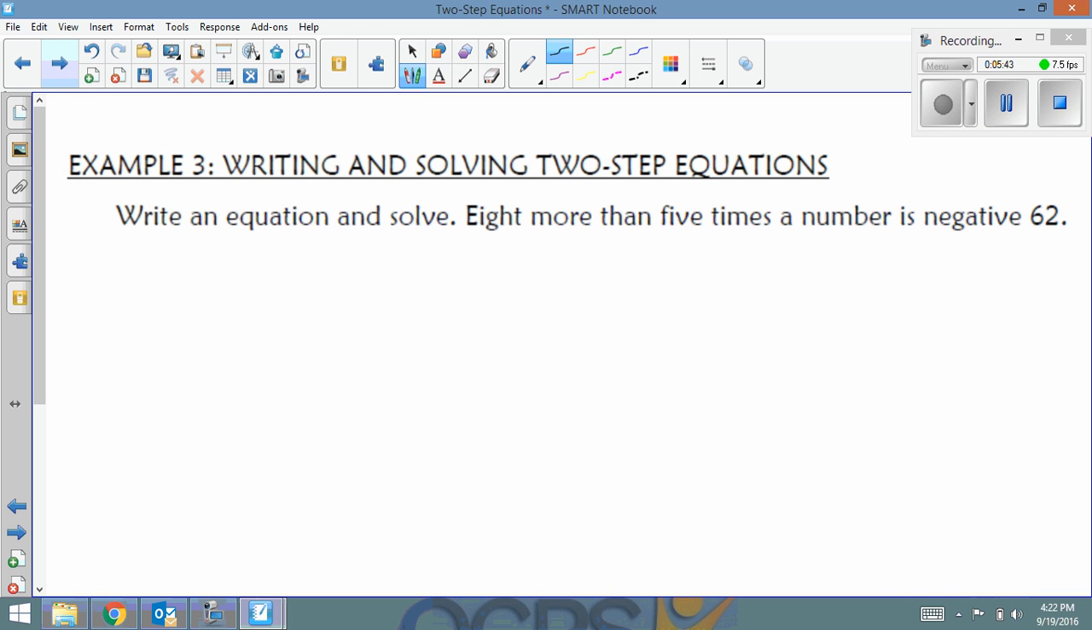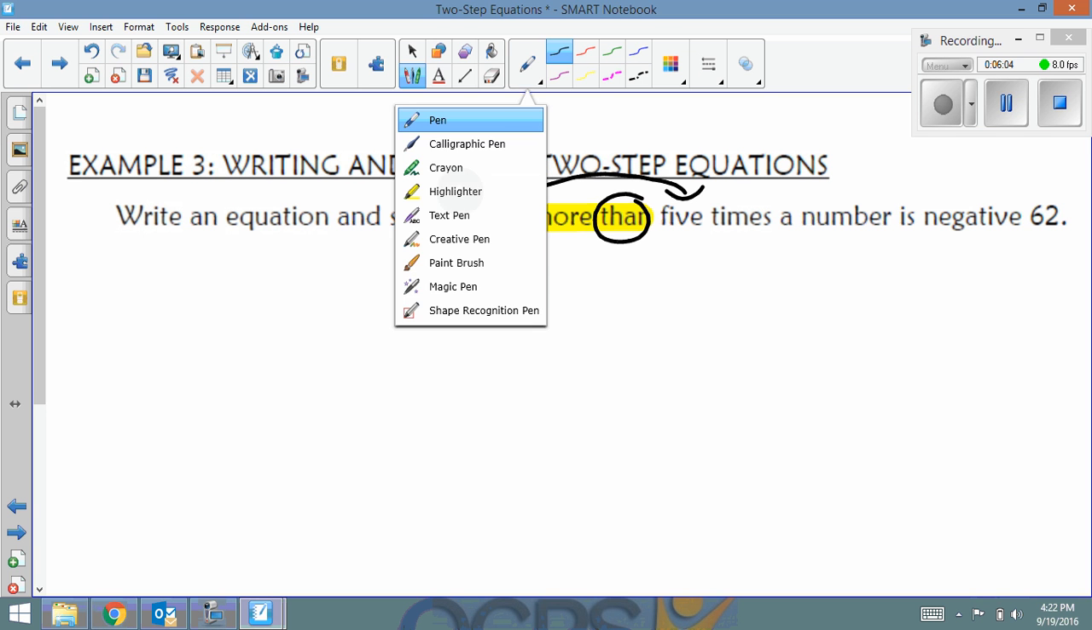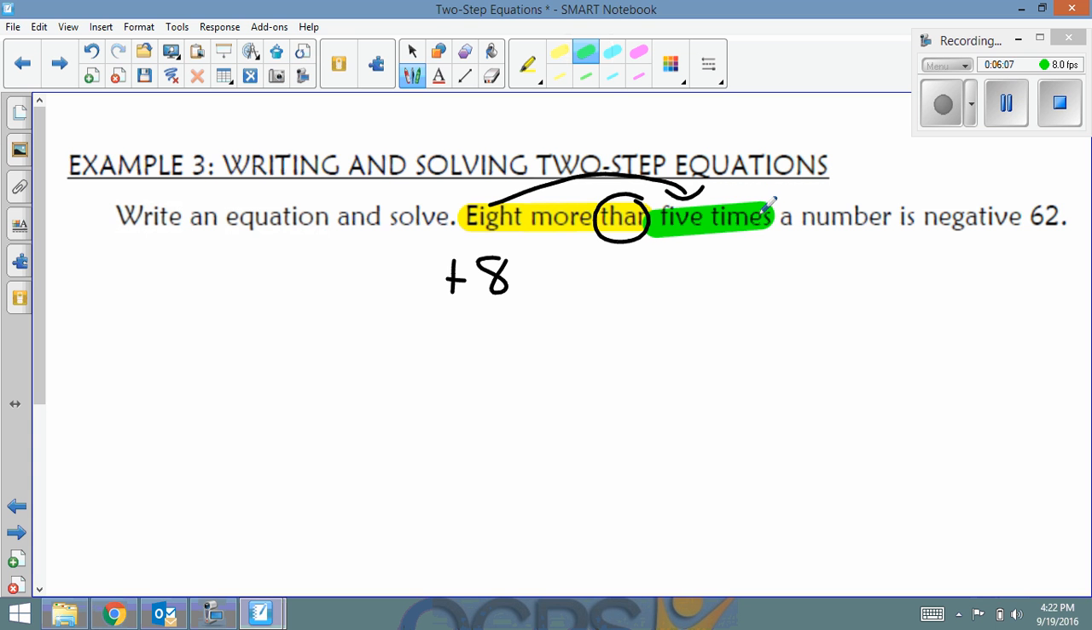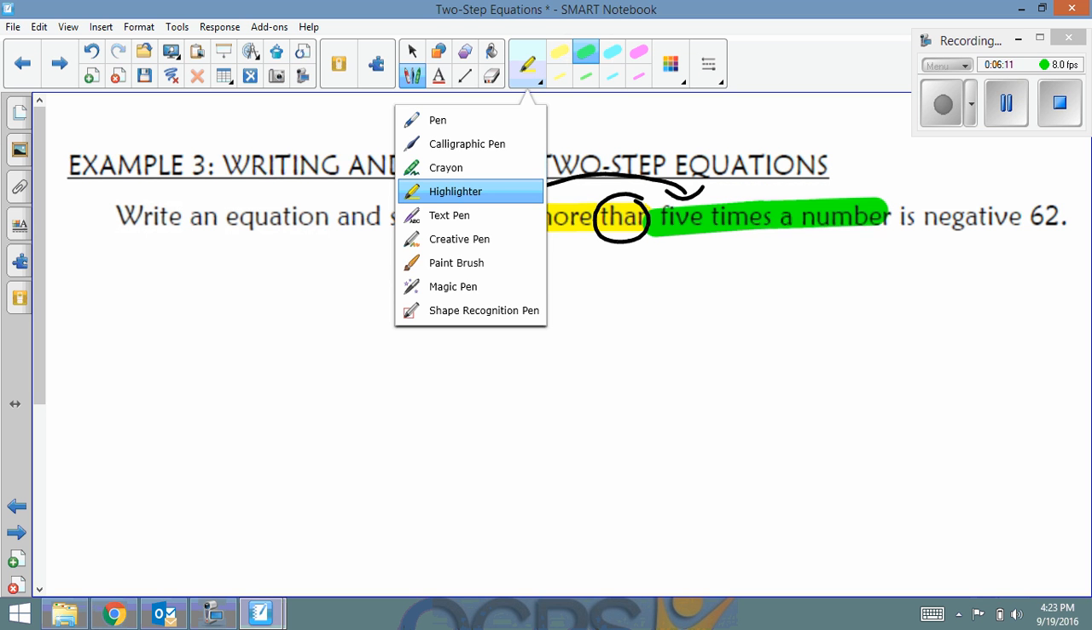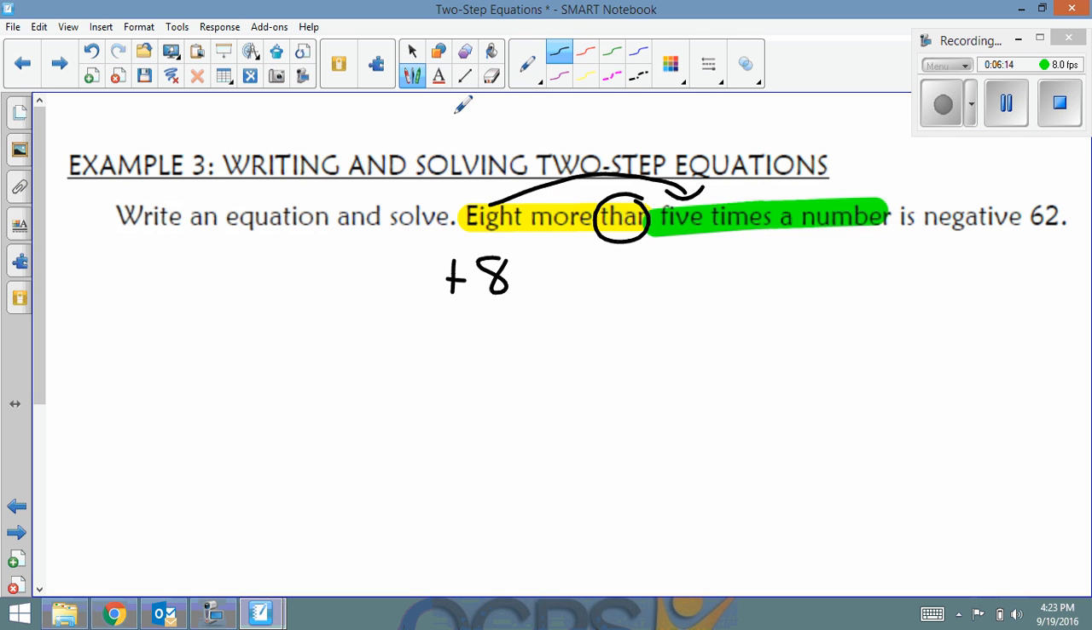So we got another example here, and it says writing and solving two-step equations. It says write an equation and solve. So we have to read it from left to right. It says 8 more than. Okay. So 8 more than means that we are going to add. Remember we talked about this word than, that 8 is actually going to go to the back, so that's going to be plus 8. So it's 8 more than 5 times a number. So that's going to be 5x, 5 times the number.